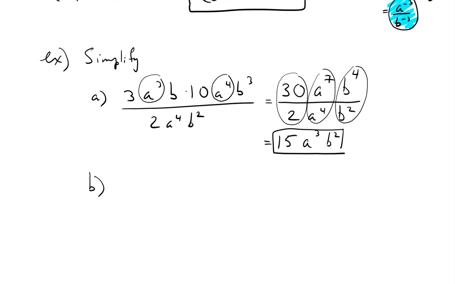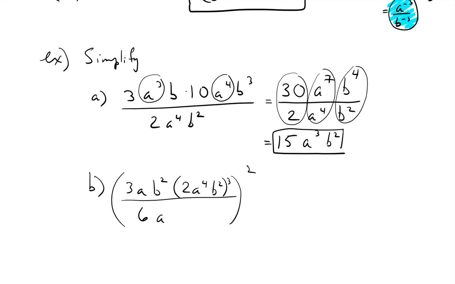Next example is slightly more complicated. So I've got one big fraction raised to the power 2. Over here I've got 3ab squared times, and there's a bracket here, 2a to the 4 b squared to the 3, and below 6a to the 5 b to the 7.